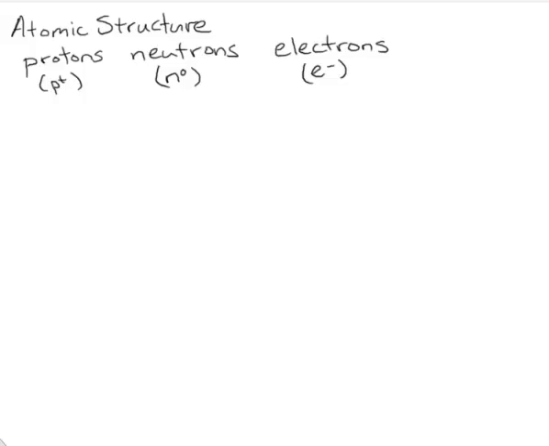Welcome. What we're going to do today is look at the atomic structure with respect to protons, neutrons, and electrons. We can denote protons with a P+, with the plus written as a superscript after the letter P. Neutrons are N0, with the 0 written as a superscript after the N, and electrons are E-, with the negative written as a superscript after the E.